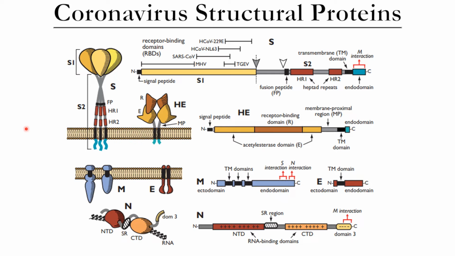Most of the N molecule, including the NTD and CTD, is highly basic. By contrast, domain 3 is acidic. There is only a moderate degree of sequence homology among N proteins across the three genera, with the exception of a stretch of 30 amino acids within the NTD that is highly conserved among all coronaviruses.